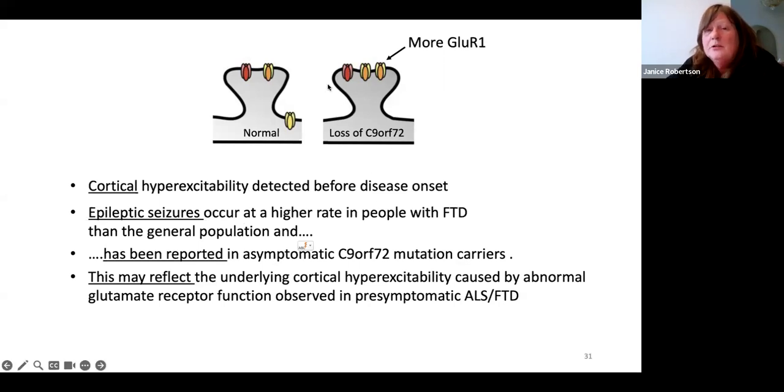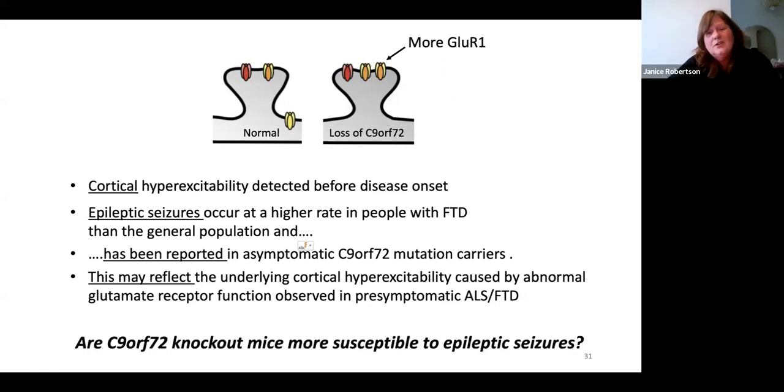So is it possible that when you have lowered C9orf72 before disease occurs, that it's acting through elevating the number of these glutamate receptors, and these elevated numbers of glutamate receptors make it that there's more sensitivity to a second hit like excitability? And so we asked the question, are the C9 knockout mice more susceptible to epileptic seizures? I mean, if this is the case, is this going to happen in C9 knockout mice as well?